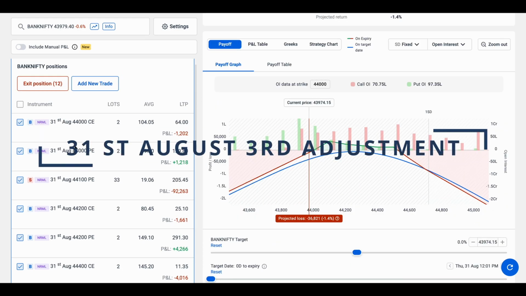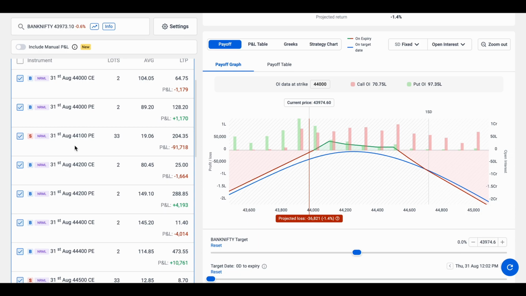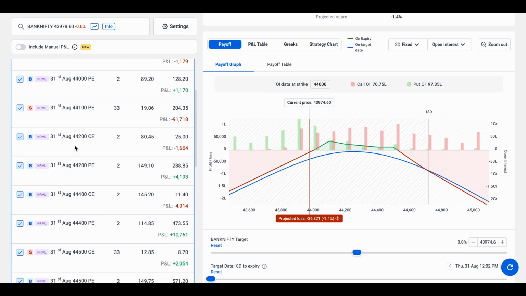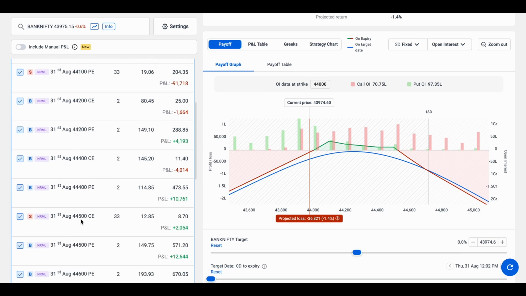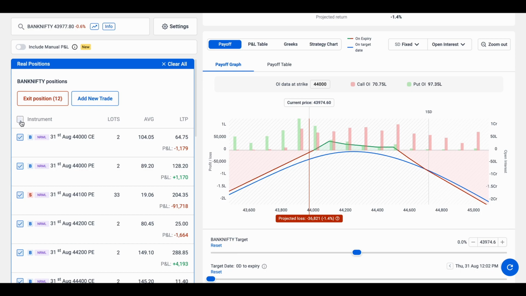Okay, this is another adjustment in the Bank Nifty 31st August strategy, the same day. As we know, the market has gone down even lower than that, and my premiums on the call sell side are around 8 rupees only. So I'm going to square off this with my oldest call buy position, that is 44,400. So let's exit these two positions.